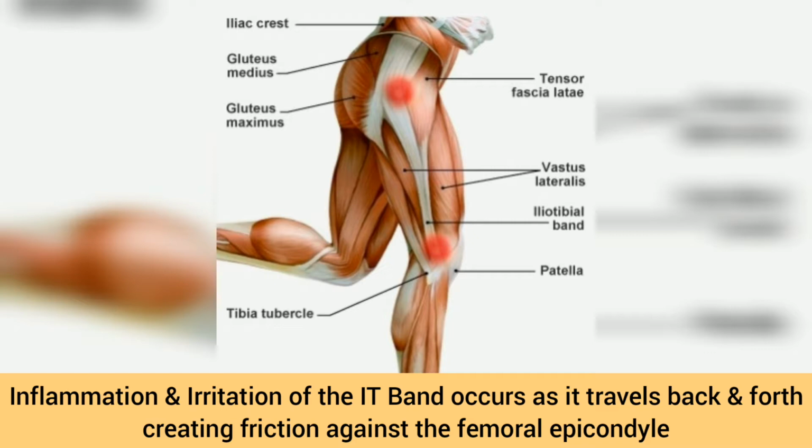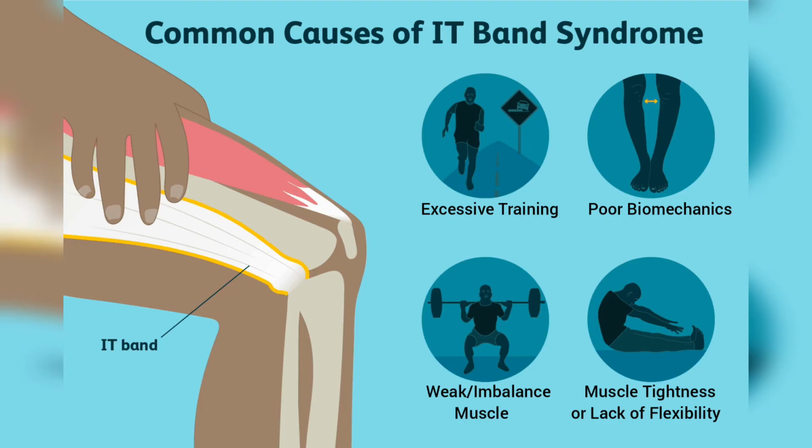Inflammation and irritation of the IT band occurs as it travels back and forth, crossing the bony prominence of the thigh bone at the side of the knee as the knee bends and straightens. IT band syndrome may be the result of a combination of issues, including excessive training, poor biomechanics, weak or imbalanced muscles, muscle tightness, or lack of flexibility.